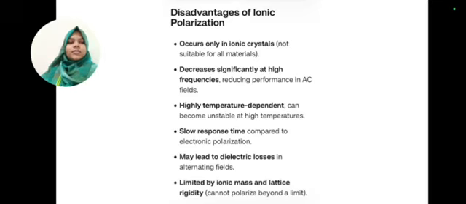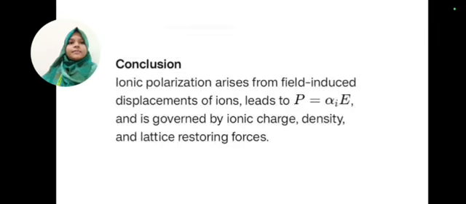Disadvantages of ionic polarization. Occurs only in ionic crystals, not suitable for all materials. Decreases significantly at high frequencies, reducing performance in AC fields. Highly temperature dependent, can become unstable at high temperatures. Slow response time compared to electronic polarization may lead to dielectric losses in alternating fields, limited by ionic mass and lattice rigidity. Can't polarize beyond a limit.